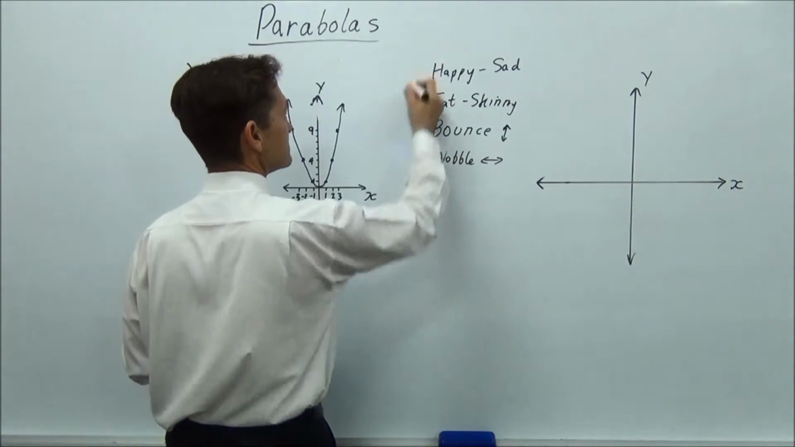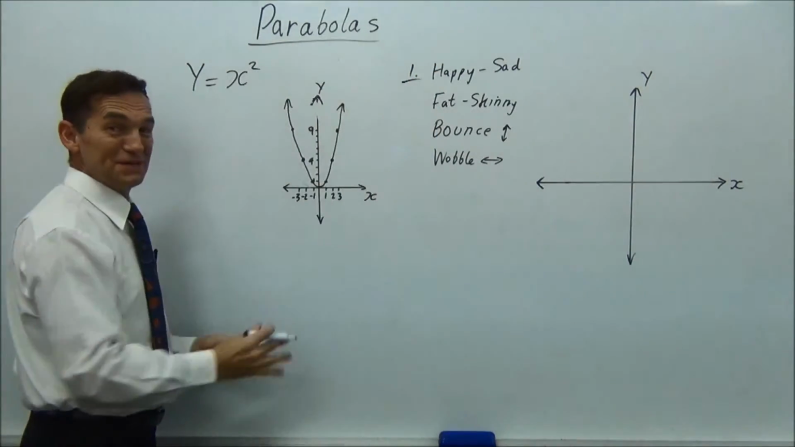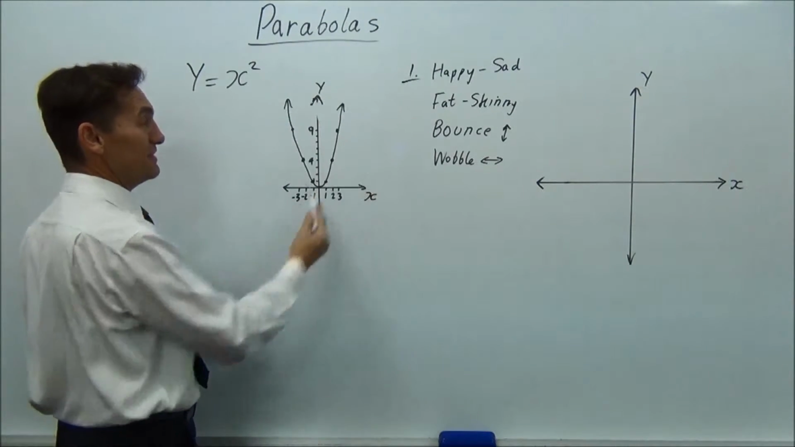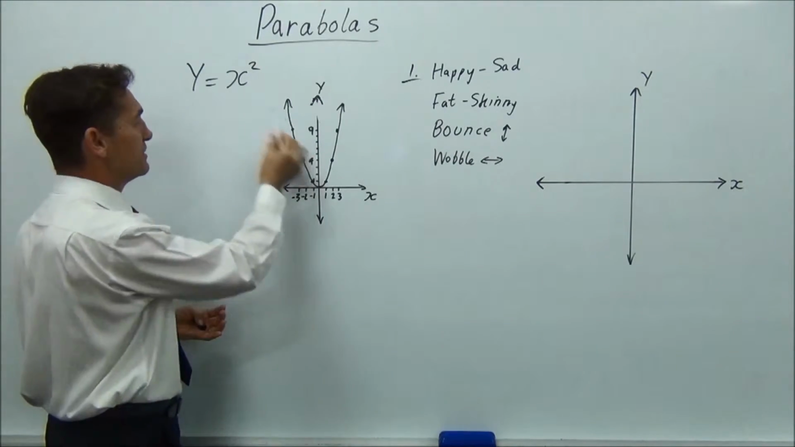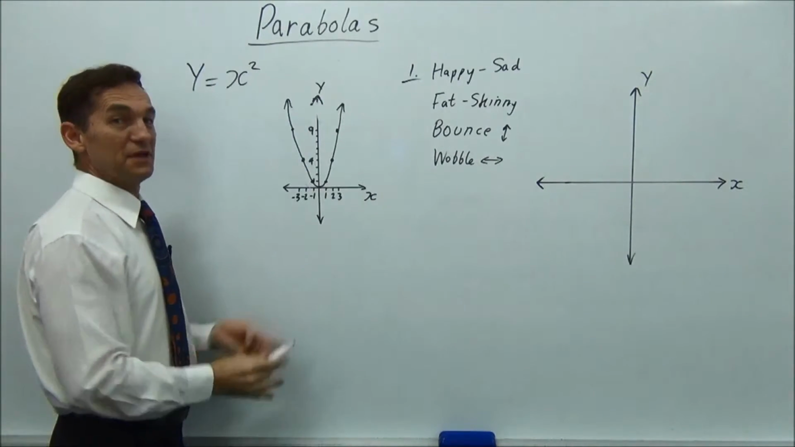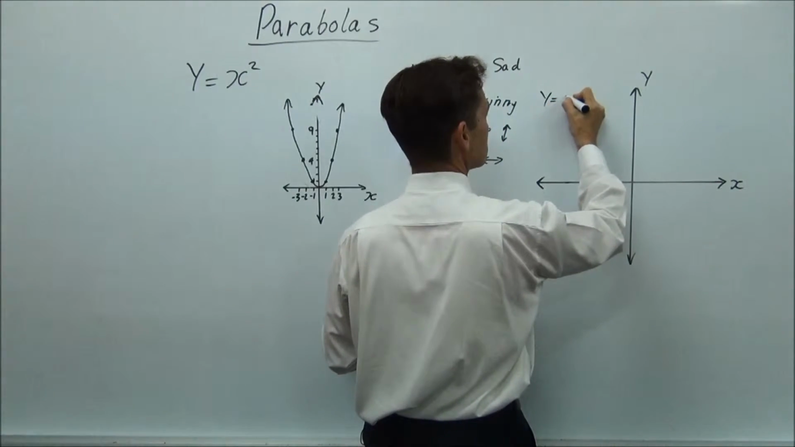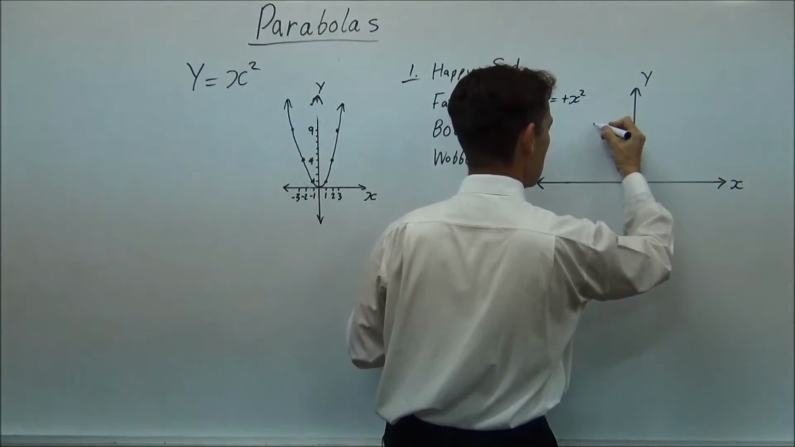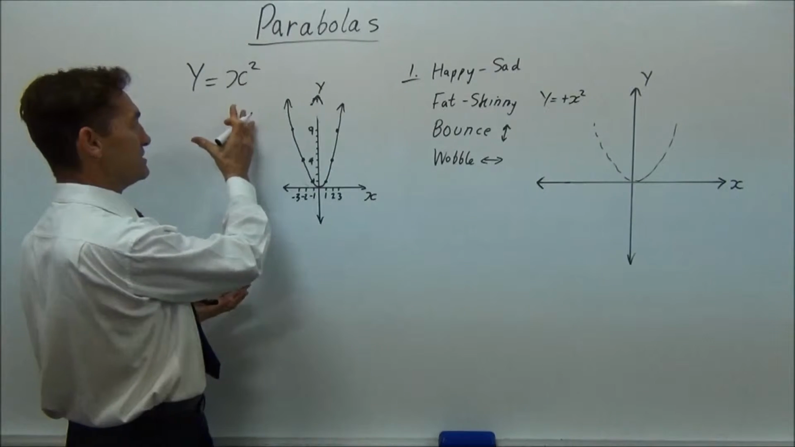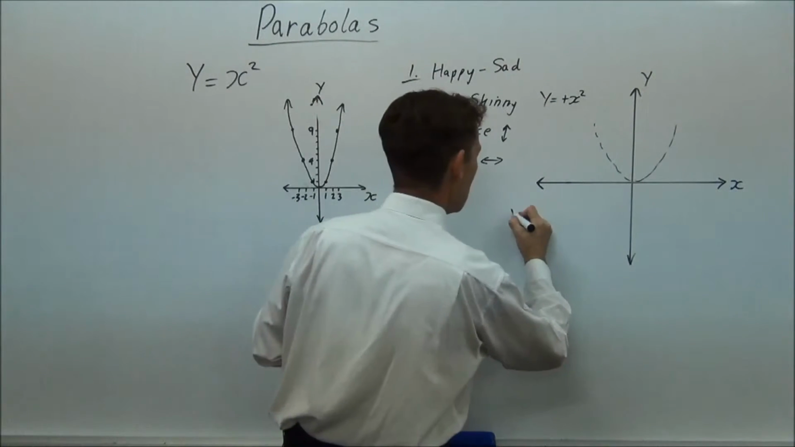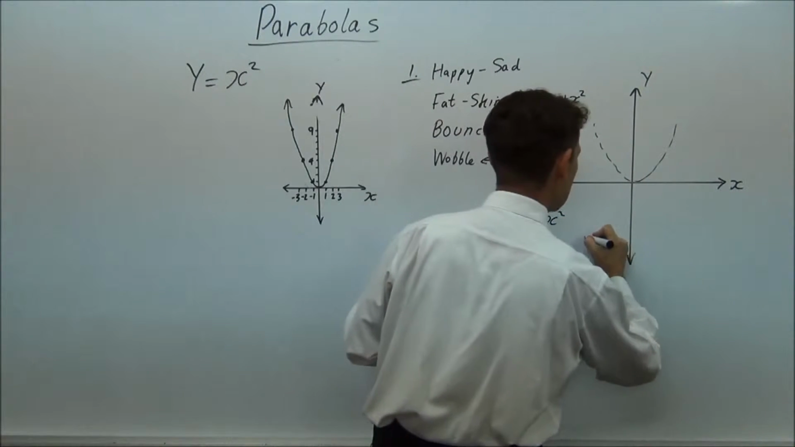So happy or sad, so let's start with that one. This is a smiley face, it's a big happy face, so it's happy. And why is it happy? Because this is positive. This says y equals plus x squared. So it's a positive happy face. If we make it a sad face, so here's a happy face, y equals plus x squared. Yay! Let's make it a sad face. So how to make it a sad face? You make it negative. So y equals minus x squared is a sad face, so it goes like that.